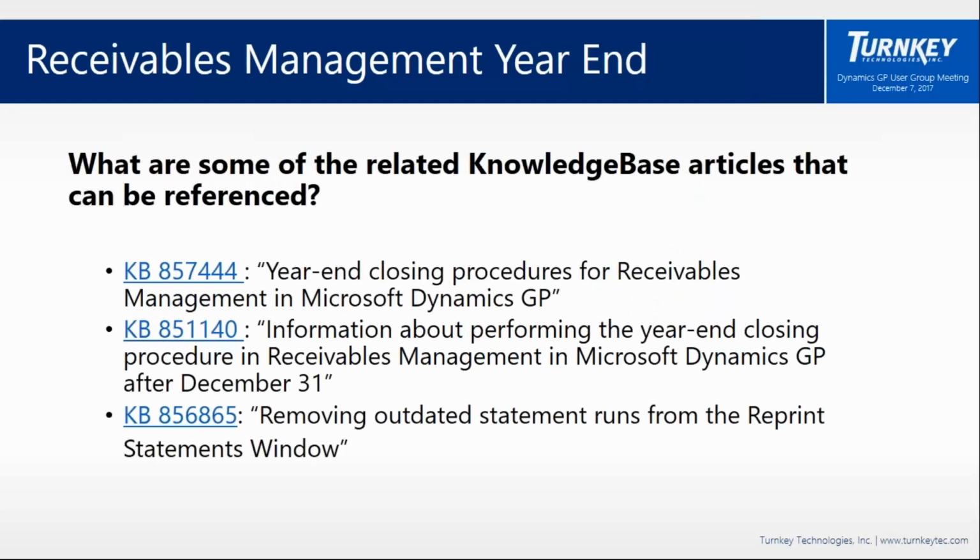And again, here are some of the different knowledge base articles that you can see. The one we talked about before, the 857-444, that's the overall view of the entire process. But then there's other things in here, especially the second one, if you're doing a year-end close after December 31st, if you forgot or something like that, it'll give you some steps that you can take in there. I'm not going to go into detail on that. But there are things that you can do just in case you missed that. I mean, you're not out of luck if you forget to do it on December 31st or if you've actually posted some things in the new year.